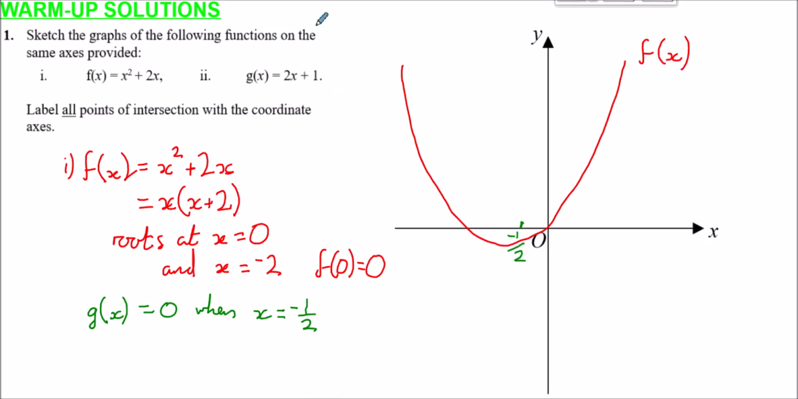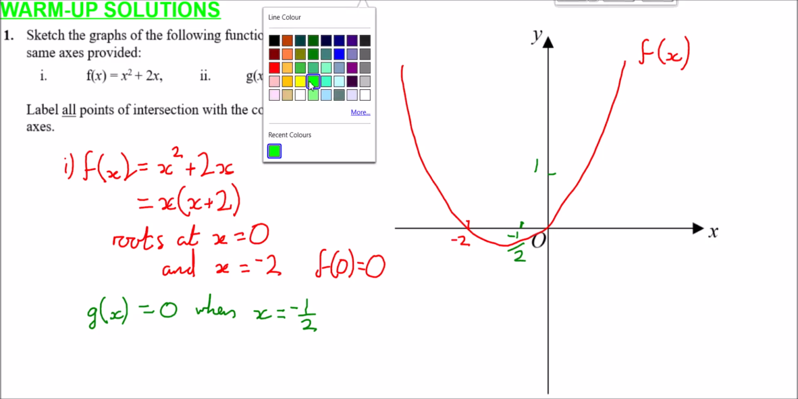Oh, almost forgot as well. I didn't label the intersection for f of x. So I need to label this as being minus 2. Also, because this g of x is in the form y equals mx plus c, we can see here that the y-axis intercept is going to be at 1. So I can label in 1 like this. And then the only thing that needs to be done is to draw a straight line through these points.